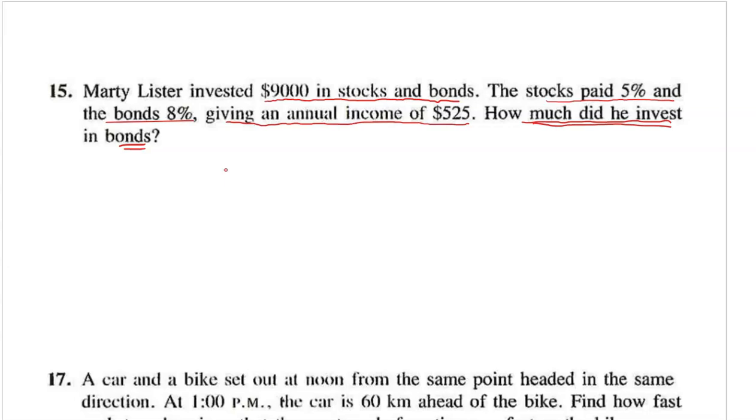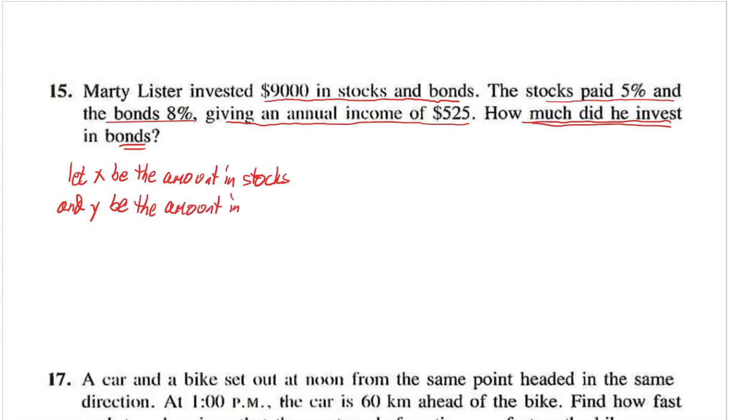All right, there are two unknowns. How much was invested in stocks and how much was invested in bonds? So I'm going to pick two variables. Let x be the amount in stocks and y be the amount in bonds. Now, I certainly didn't have to pick x and y. In fact, it probably would make sense to use S for stocks and B for bonds. But I'm going to use x and y.